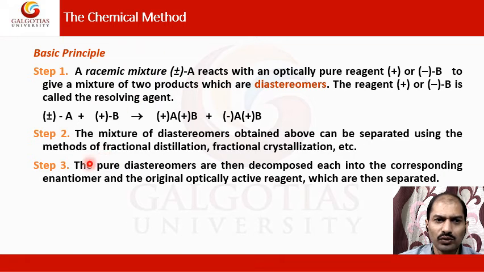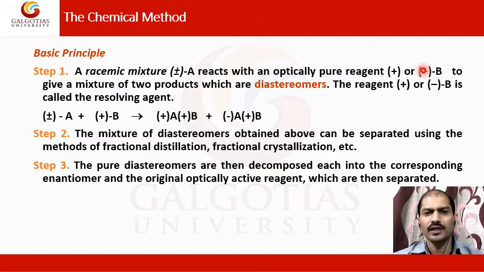Now the chemical method has different steps. A racemic mixture, plus-minus A, reacts with an optically pure reagent, plus or minus B. We already discussed the R/S nomenclature and the D and L forms, which are also represented as plus or minus, in previous lectures. This gives a mixture of two products which are diastereomers. The reagent plus or minus B is called the resolving agent, which removes one enantiomer from the mixture of enantiomers plus-minus A.